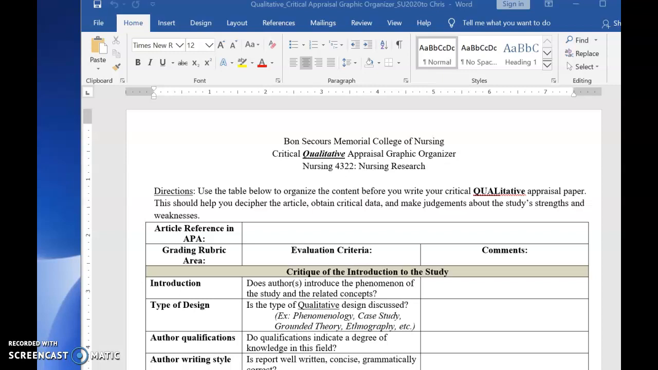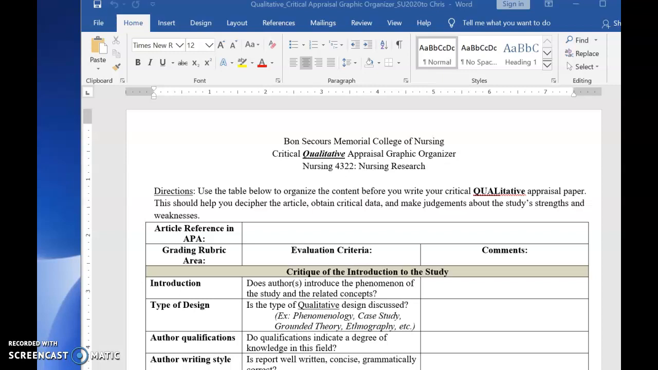The critical appraisal paper has two different types of graphic organizers that we've developed as faculty. There's one for the qualitative paper and one for the quantitative critical appraisal paper. Both graphic organizers, I'm going to try to introduce to you today. We are going to first look at the qualitative critical appraisal graphic organizer.